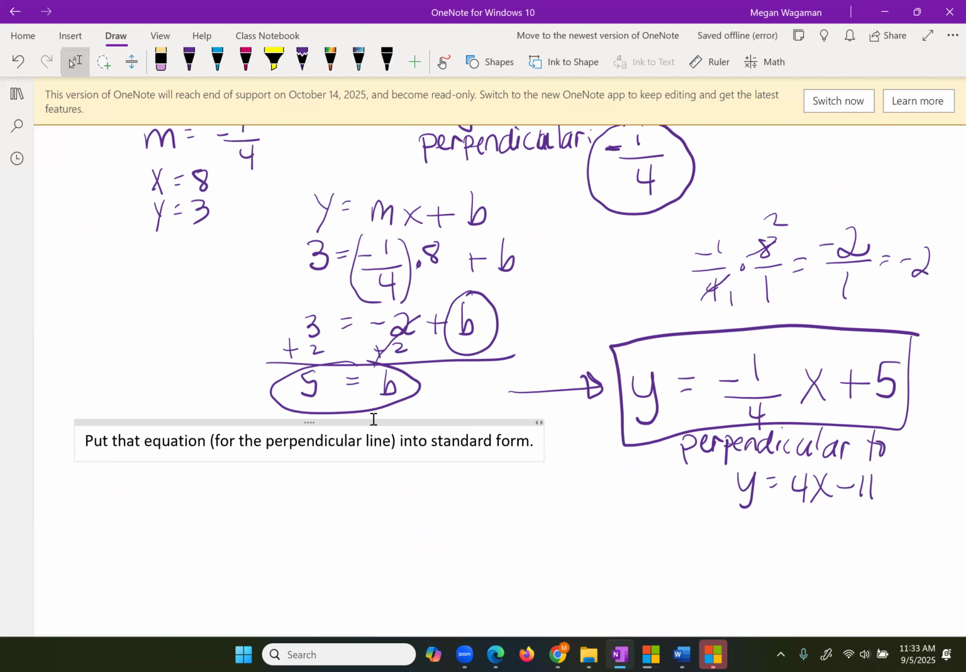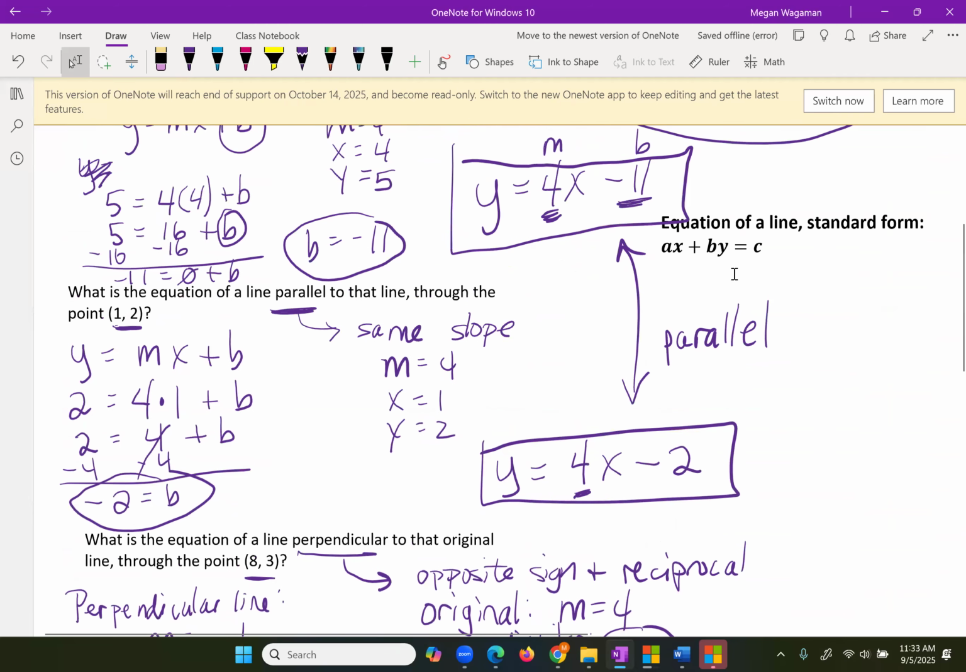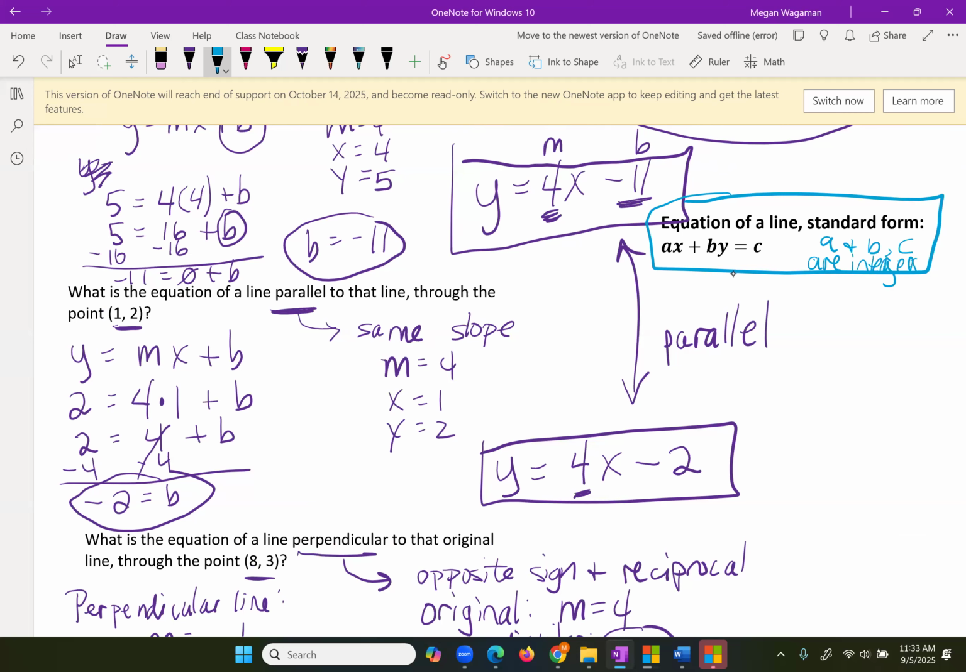Last thing I want to talk about is how to change this perpendicular line, this particular equation, into standard form. Just so you can see an example of that. And standard form is this one here. So standard form is ax plus by equals c. So a and b are not fractions. These are integers. Integers, a, b, and c. And the a is going to be positive. So those are just a couple rules about that standard form.